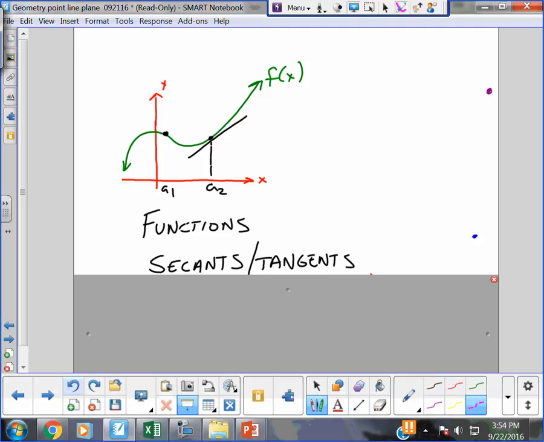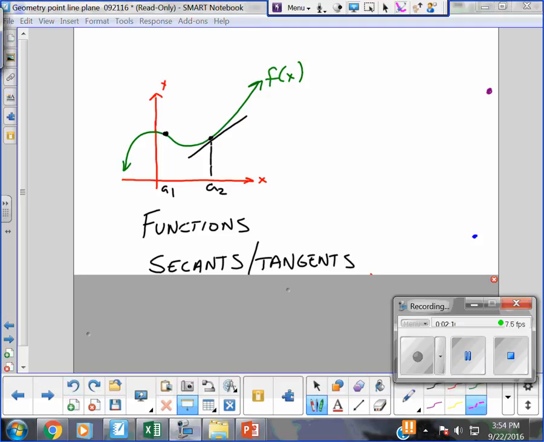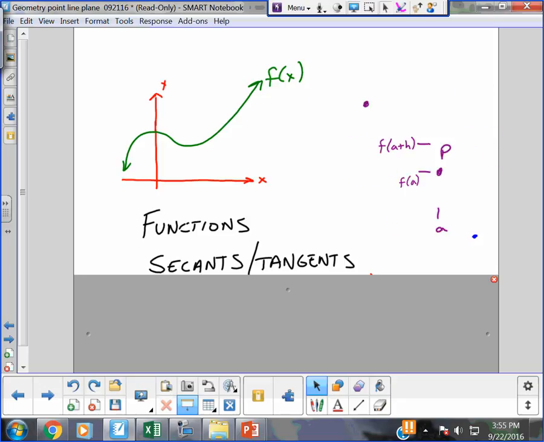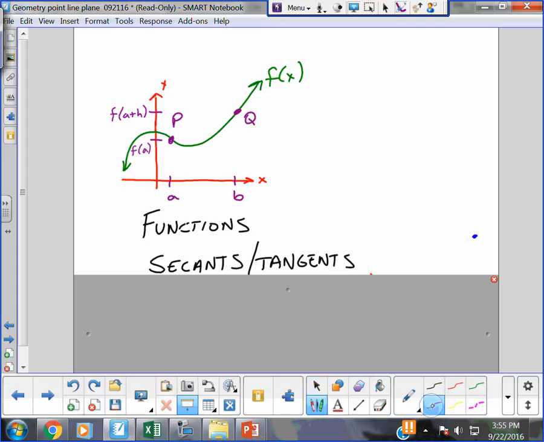So if I take off all this black stuff, there we go. I'm going to pull in some level of detail now that I pre-made. And I'm going to have a couple points here, and I'm going to plot them on the axis. I have point P and Q. Right now, this is really set up to be a problem with a secant line going from P to Q. And I could find the slope of that. And that would be what we call the average rate of change.